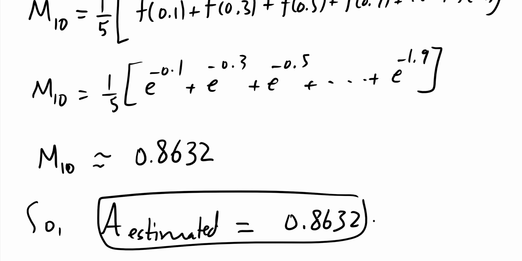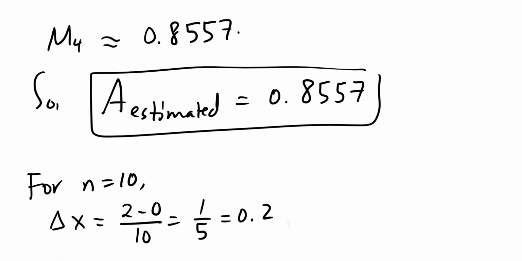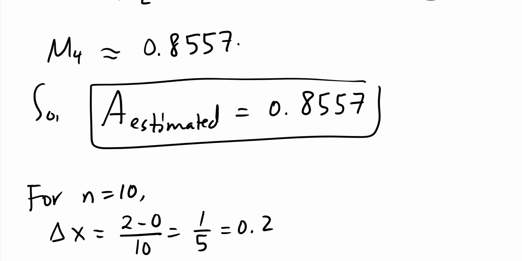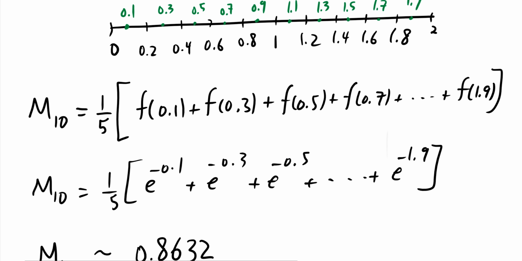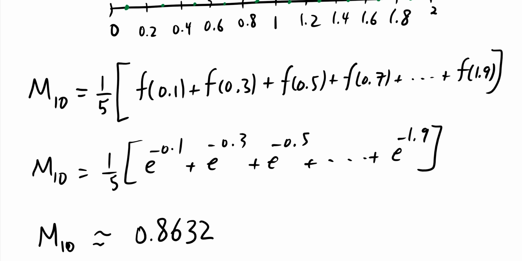Now, what do you think? Just think about it. Would the actual area under the curve be closer to this one, the 0.86, or the 0.85? Well, it should be closer to the latter one, the 0.86, because as I said earlier, the more we increase the number of rectangles or subintervals, the more accurate the area is going to be.